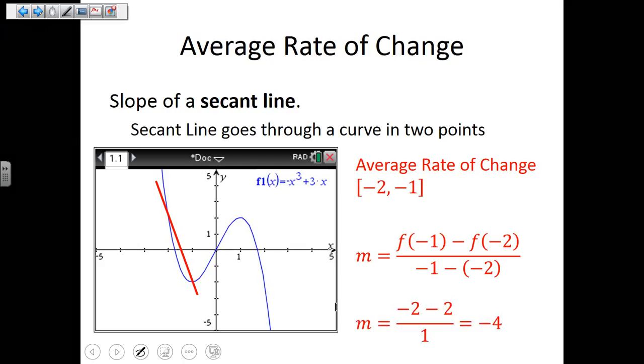Now when I do this, f of -1, I plug it into that equation you see on the screenshot, I get -2 minus, and then f of -2 is equal to a +2, and my change on the bottom is 1. So the slope for this red secant line is -4. That's my average rate of change. It's just a slope calculation.